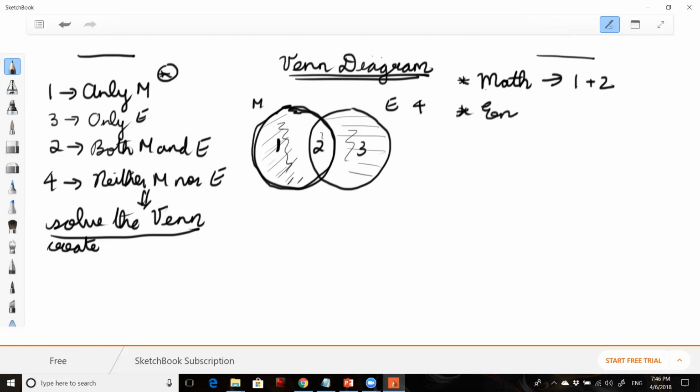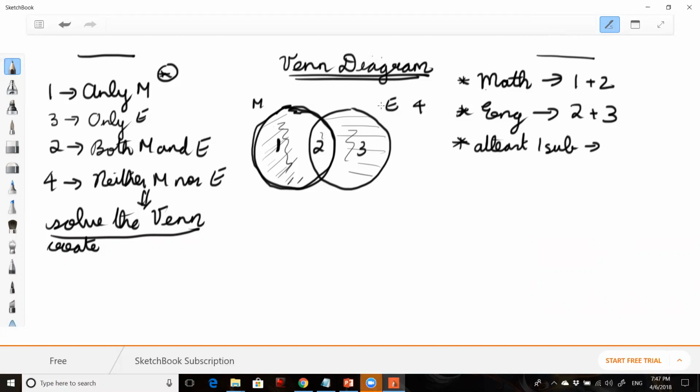Similarly, the number of students who have passed English would be the entire English circle, regions 2 and 3, right? So I don't need to worry about that again. So starting off with a couple of easy ones, now comes the tricky ones. How many students, or what region or regions, represent the students who've passed at least one subject?